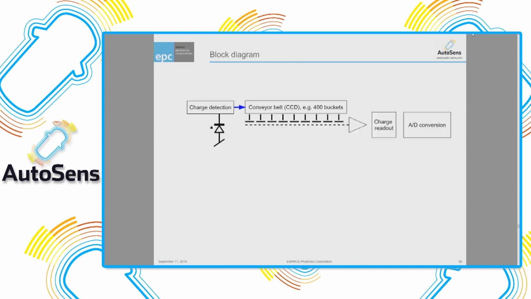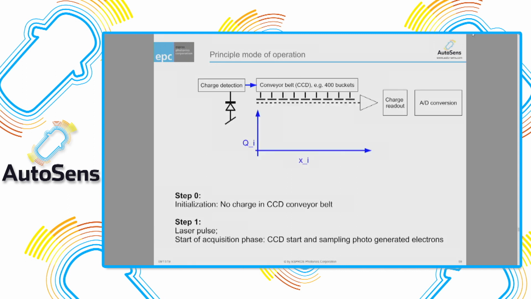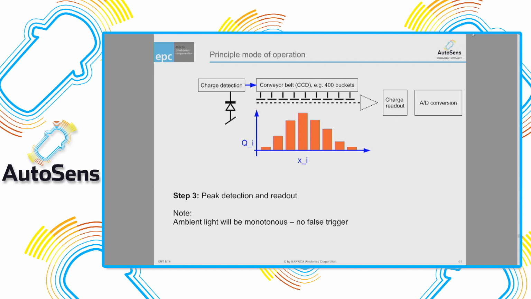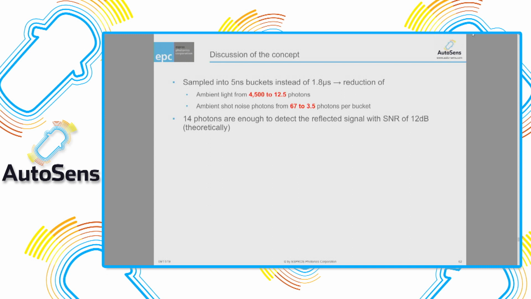Okay, a little bit more detail on how it is done. We have, as I said, photodiode charge detection, the conveyor belt with for example 400 buckets, an amplifier readout, charge readout, and analog to digital conversion. The operation is such that we first initialize the conveyor belt, set everything to 0, and then fire the laser. The echo comes in and looks like this. So we get in every bucket a certain amount of charge.